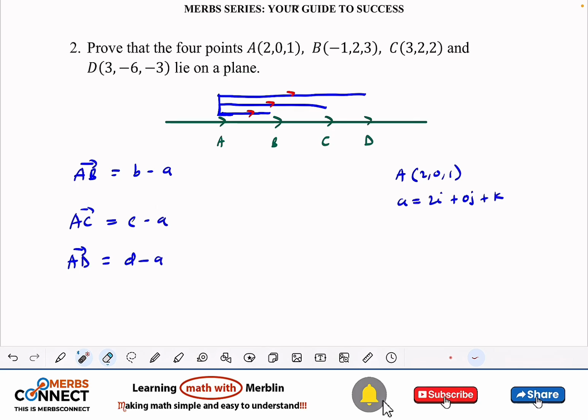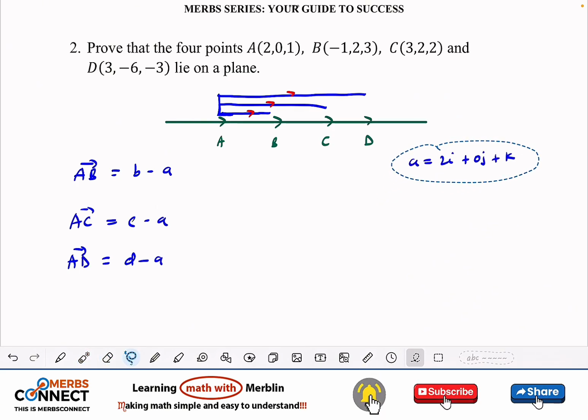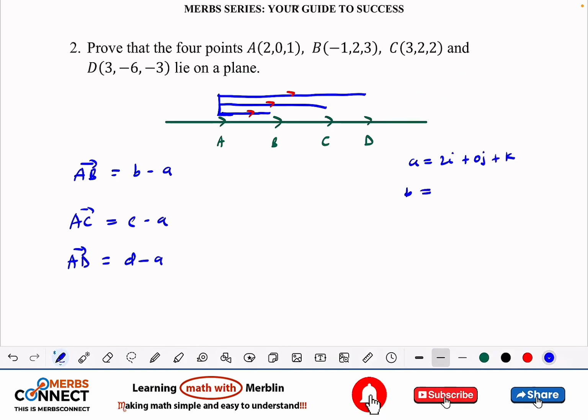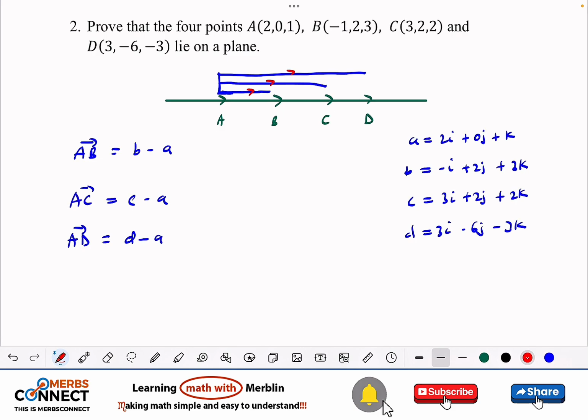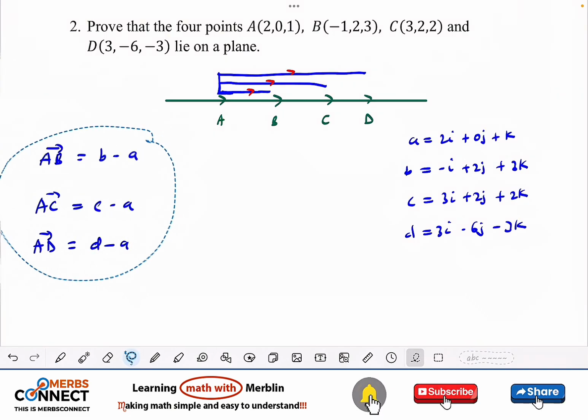So we have small a. Let's look for small b. Small b will be equal to minus i plus 2j plus 3k. Small c will be 3i plus 2j plus 2k. And then small d will be equal to 3i minus 6j minus 3k. Right, so we have all of them there. Basically what we just need to do is some subtractions and then we are done. So let's find them.